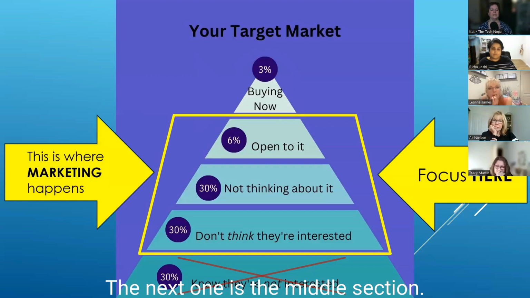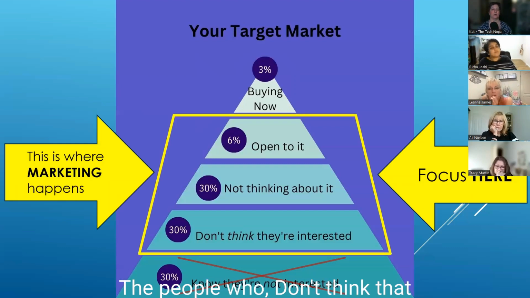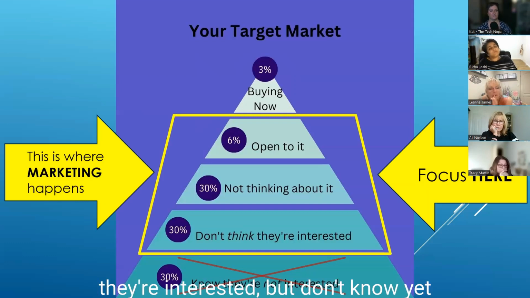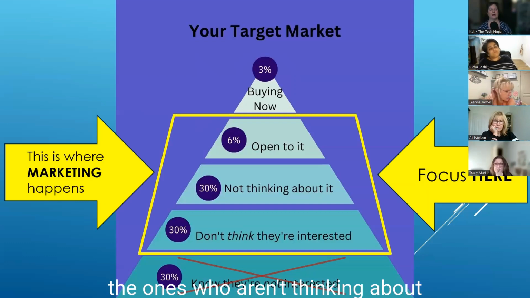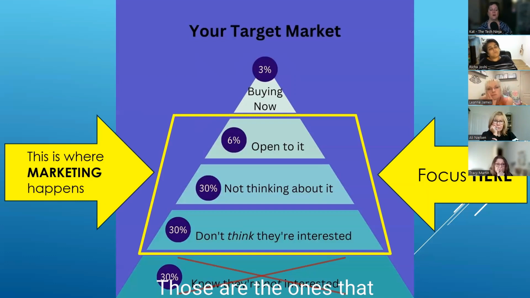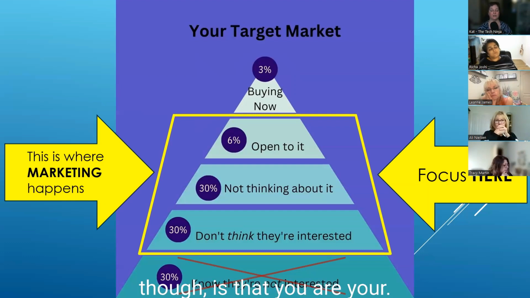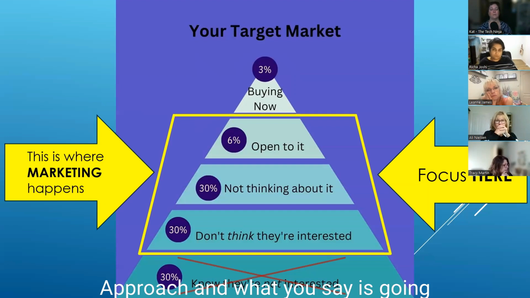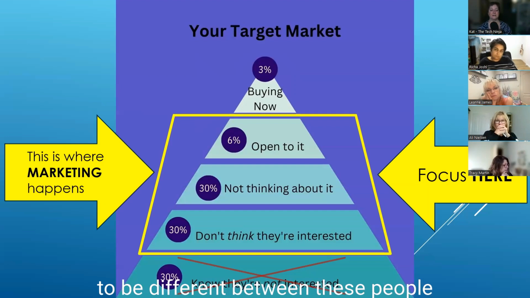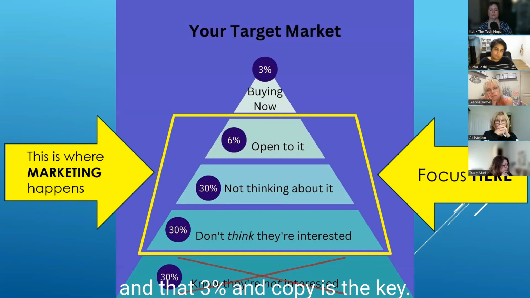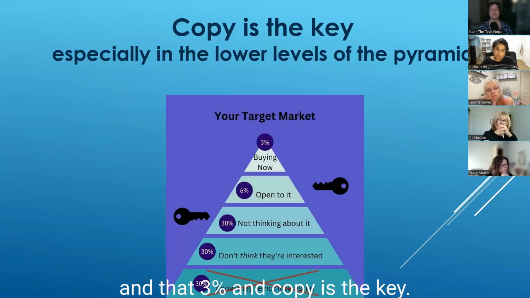The next one is the middle section. The people who don't think that they're interested, but don't know yet. The ones who aren't thinking about it and the ones that are open to it. Those are the ones that you really want to focus on. But the honest truth, though, is that your approach and what you say is going to be different between these people and that 3%. And copy is the key.